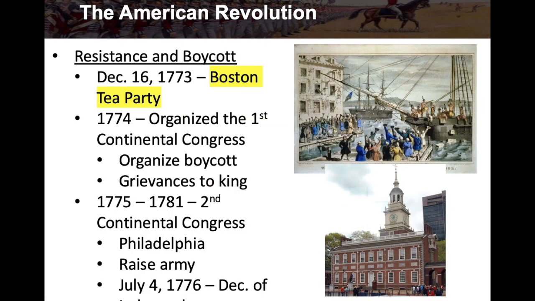Okay, continuing with resistance and boycott, December 16th, 1773 is the Boston Tea Party. And there's a picture there of that with the colonists throwing crates of tea into the harbor. And notice they're dressed up like Native Americans. That was one of the things that they did. The colonists dressed up like Native Americans to kind of blame it on them. But no, it wasn't fooling anybody. It was the colonists that did it.